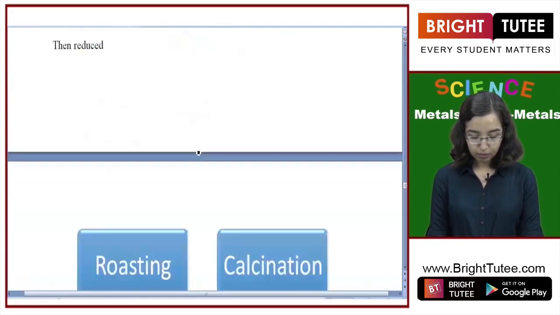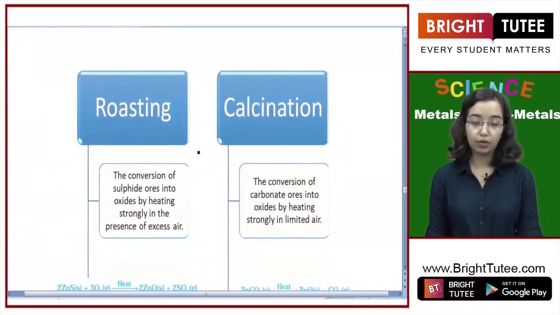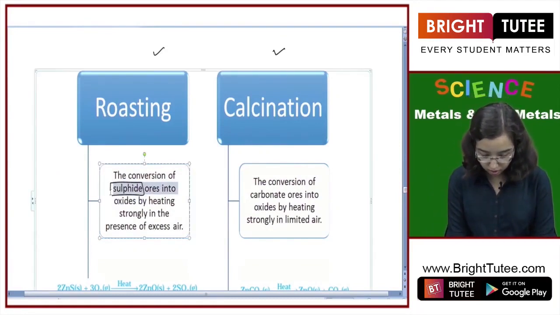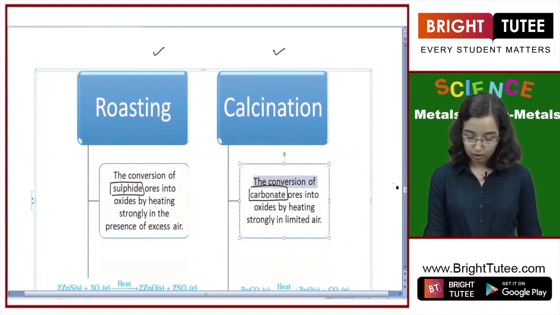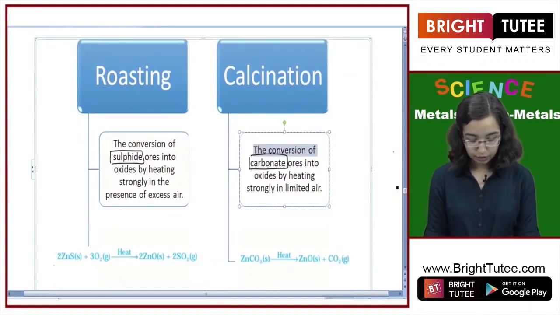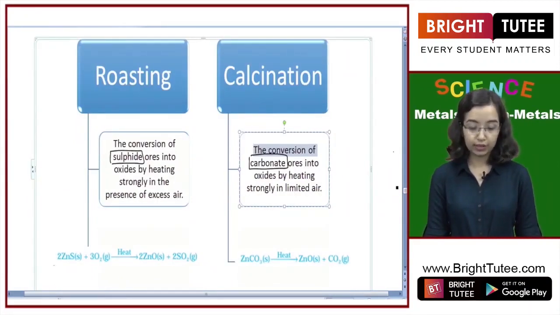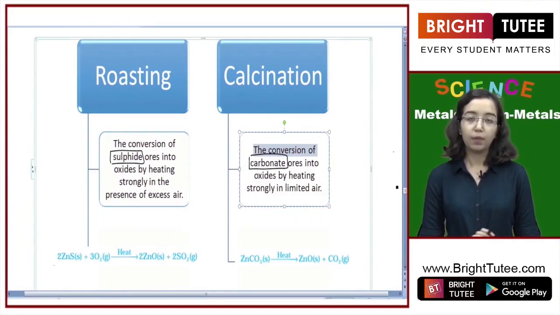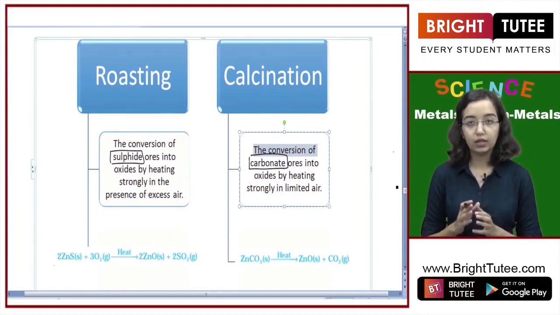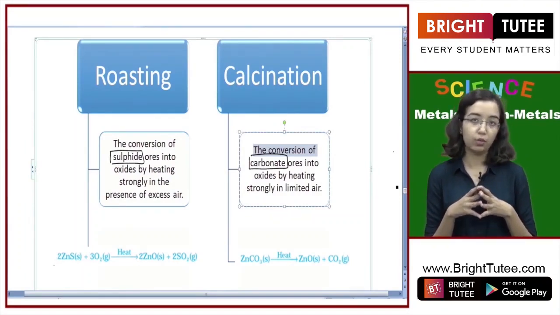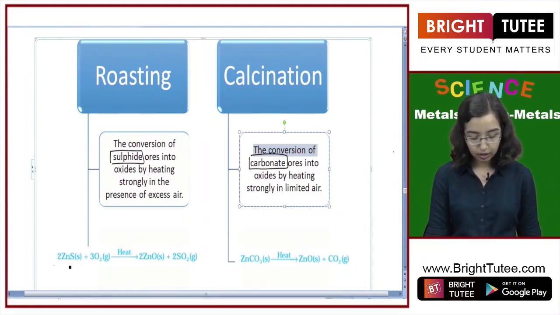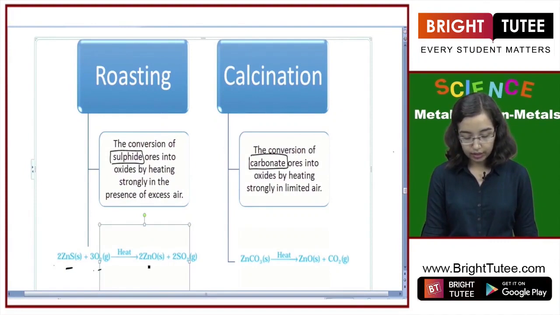And the processes for converting them into oxide are called roasting and calcination. So for sulfide, we use roasting, and for carbonates, we use calcination. So for the conversion of sulfide ores into oxides, the process is called roasting. The process is very simple. We just heat it in the presence of a lot of air. There should be enough oxygen present when we are heating it. The sulfide will react with the oxygen, and on heating it will form oxide, and the sulfur will get oxidized, right?